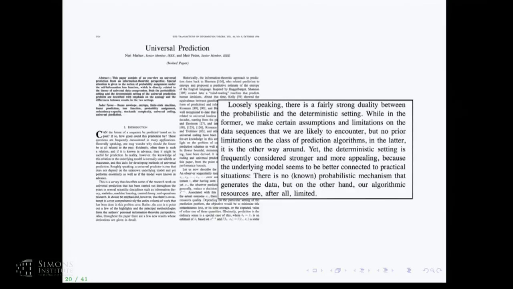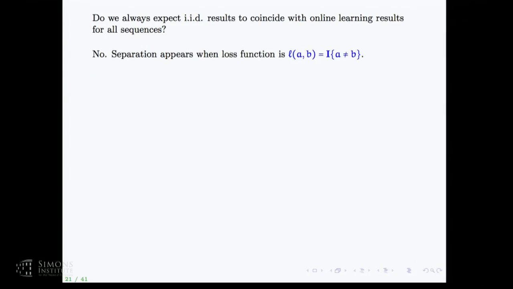In the former, you make certain assumptions on the data sequences that you are likely to encounter, but there is no limitation on the class of prediction algorithms, and the latter is the other way around. So I just want to point out that this has been noted many times in the literature, but there hasn't been a crisp understanding of why this is happening.